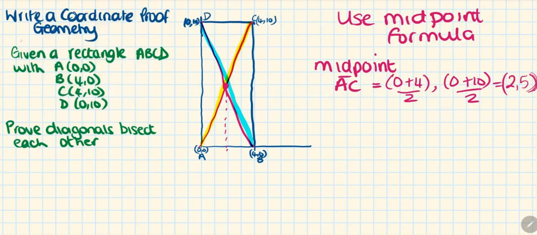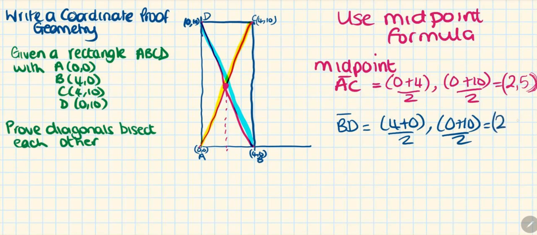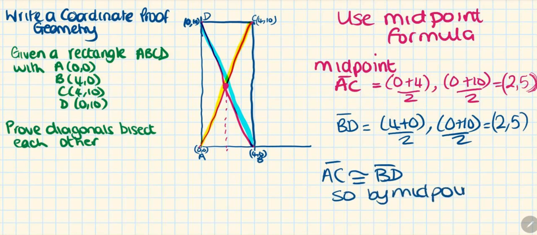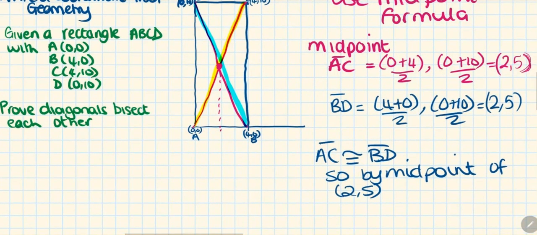Now I need to do the same for my other line, BD. For BD, our points are 4 plus 0, divided by 2, and the y is 0 plus 10 divided by 2. So 4 divided by 2 is 2, and 10 divided by 2 is 5. We can see that they both have the same coordinates. So by the midpoint, they both have the same midpoint of 2, 5, and the diagonals bisect.